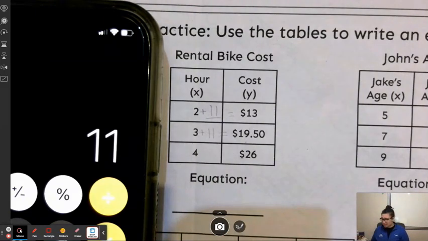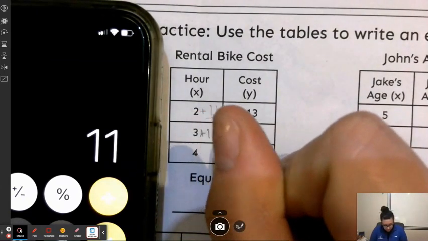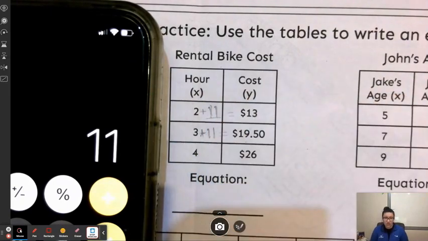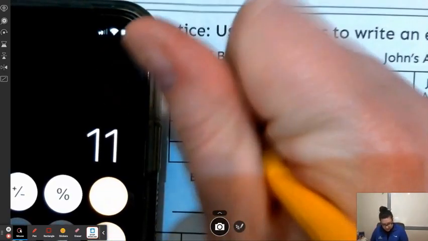No. 3 plus 11 is not equal to 19.50. Let's make this darker for y'all. 3 plus 11 is not 19.50. So my pattern cannot be plus 11. I'm going to erase that. I'm going to try again.